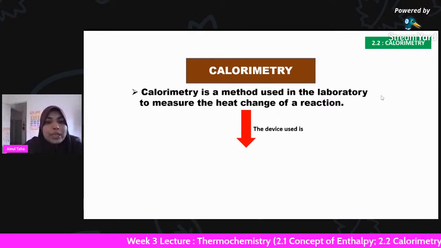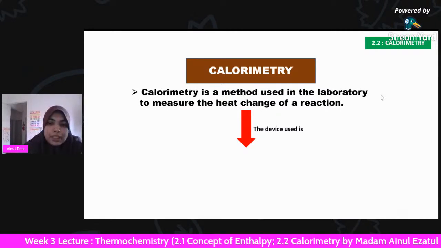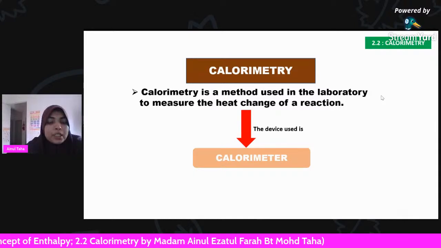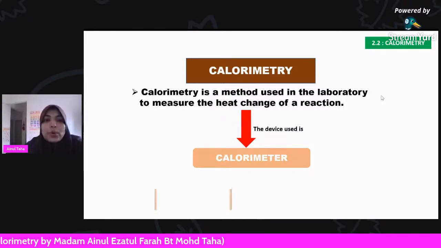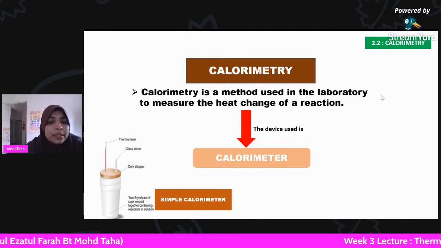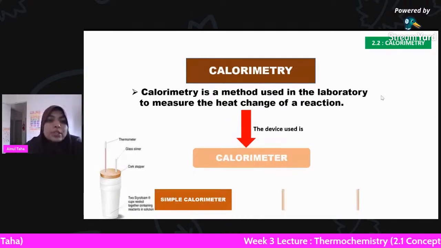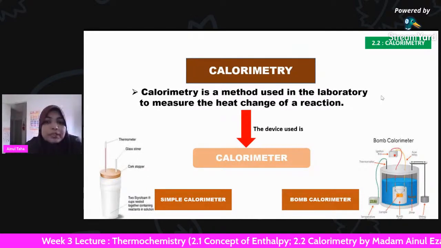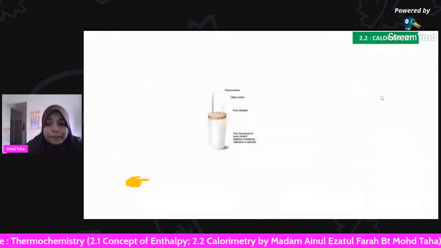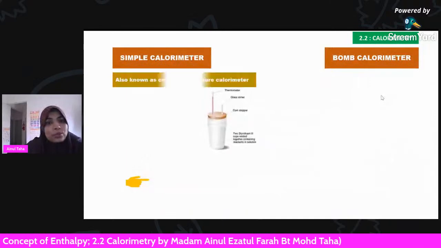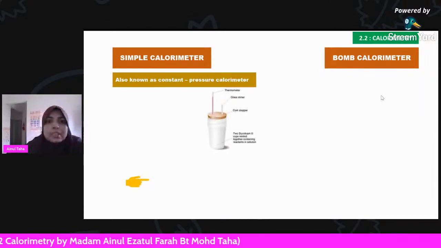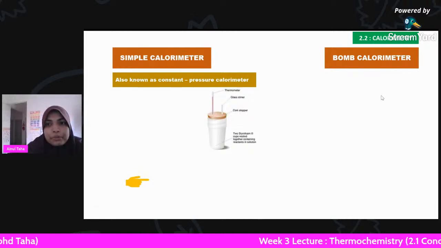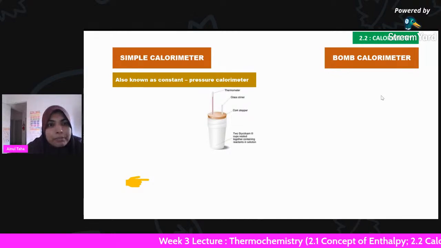Okay, so the device that we use in calorimetry is actually a calorimeter. But you have to know we have two types of calorimeter. One is called the simple calorimeter. The second is the bomb calorimeter. Okay, so here I would like to introduce to you a bit of the device of the calorimeter. The first one is the simple calorimeter.